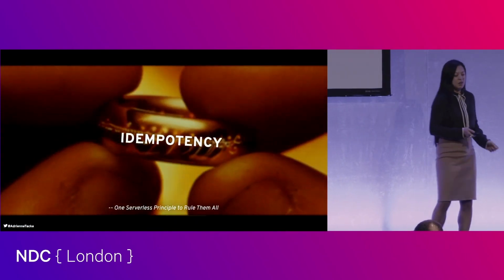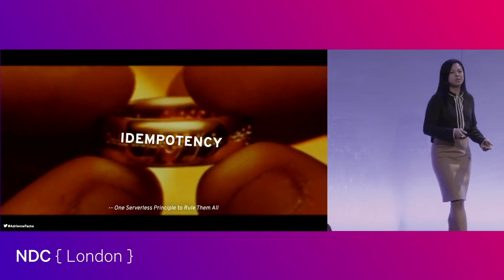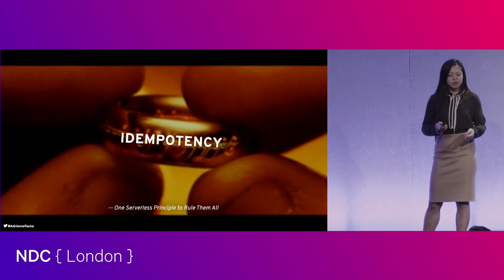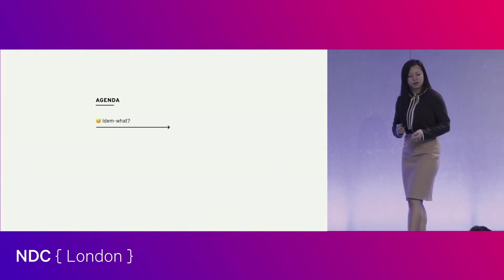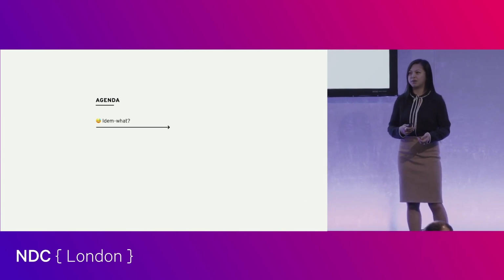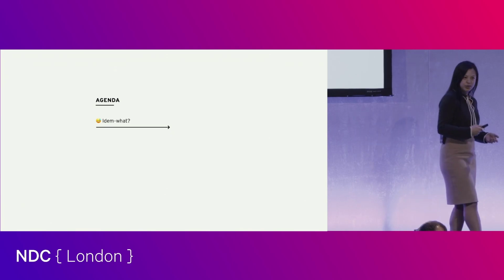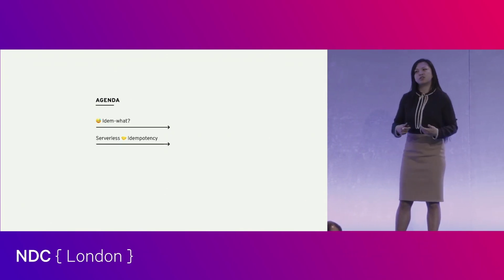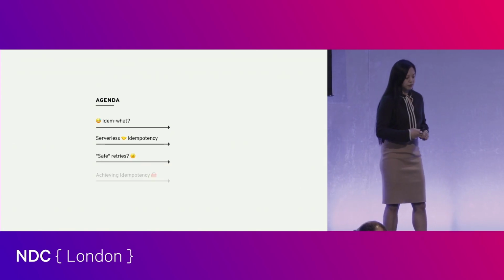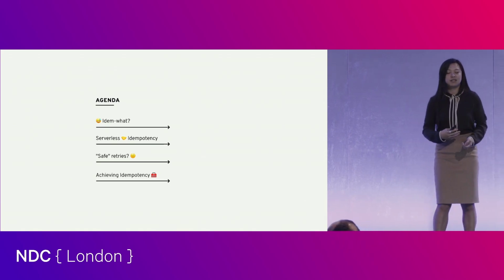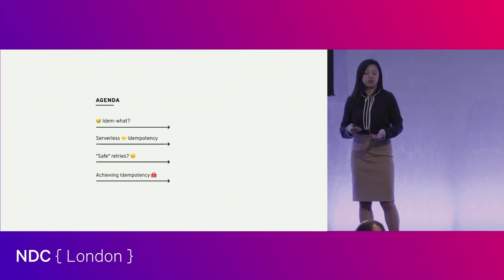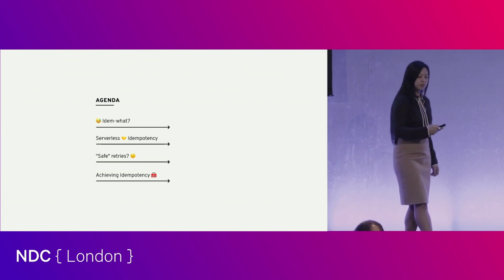Idempotency is the key to the one serverless principle, really any principle in any well-architected system, to rule them all. So the very quick agenda: we're going to talk about idem what, because a lot of people are like, what is this word? I've heard of it. I think I know what it means, but when you ask me to explain it, I can't really explain it. Then we'll talk about why serverless and idempotency go hand in hand. Then we'll talk about safe retries, and finally we'll talk about how you can achieve idempotency through a couple of libraries that I've found, as well as a couple of APIs that help you use idempotency in your applications.